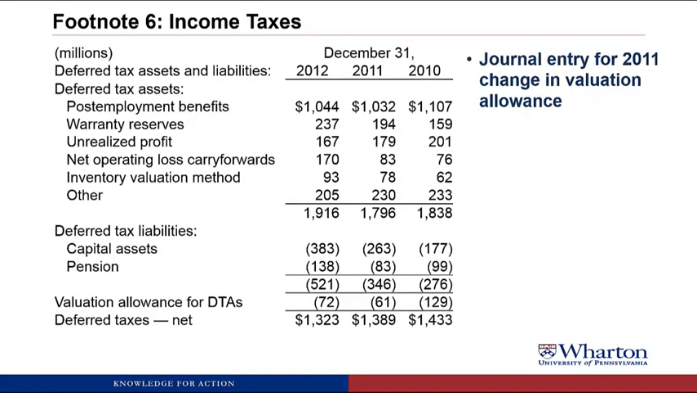Now we're going to go back to the footnote on the deferred tax assets, liabilities, and valuation allowance to look at this journal entry in 2011 for the change in the valuation allowance. So looking at 2011, between 2010 and 2011, the valuation allowance decreased by 68, which is 61 minus 129.